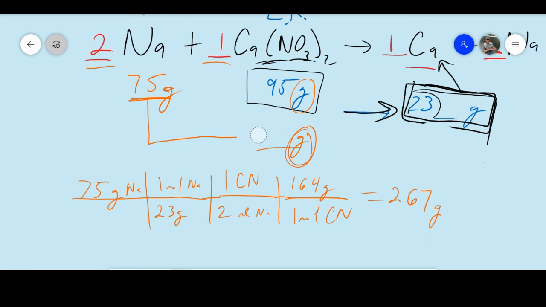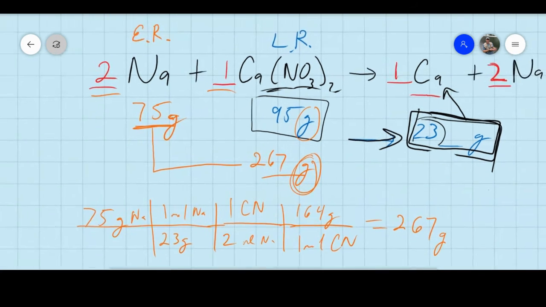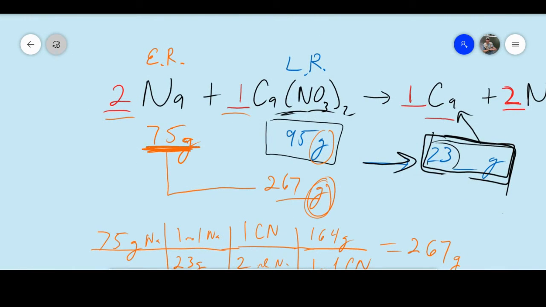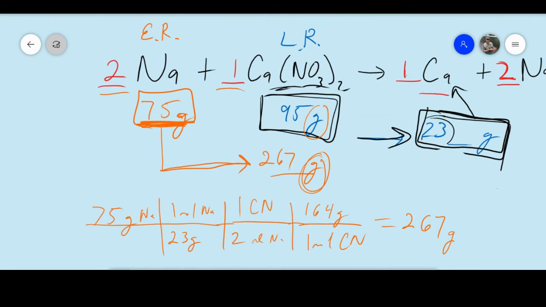So if we write that in here, 267 grams. If we reacted all 75 grams of sodium, we would need 267 grams of the calcium nitrate, but we only have 95 grams. So because we would need more calcium nitrate to react with the sodium, we know that the calcium nitrate is our limiting reactant. Okay. So really this method involves two steps. The first one is going from one reactant to the other and then comparing those numbers to figure out which one's the limiting reactant. Now, remember, the real question was how much calcium are we actually going to produce?